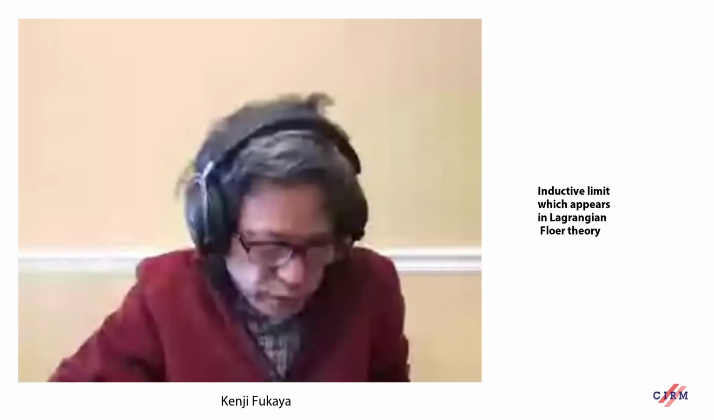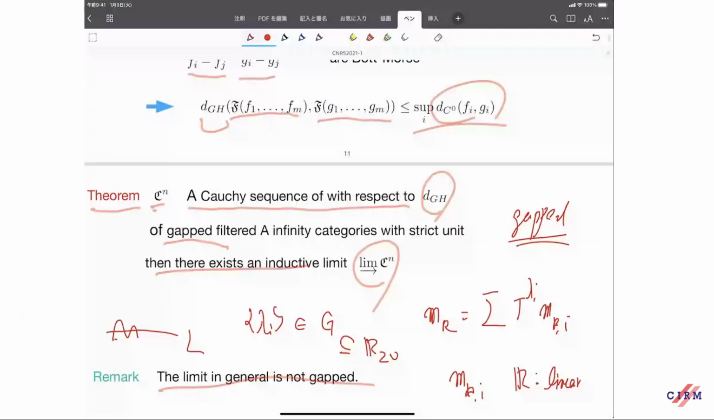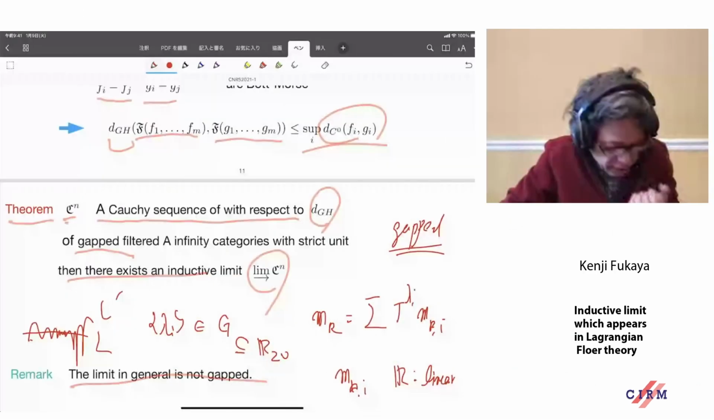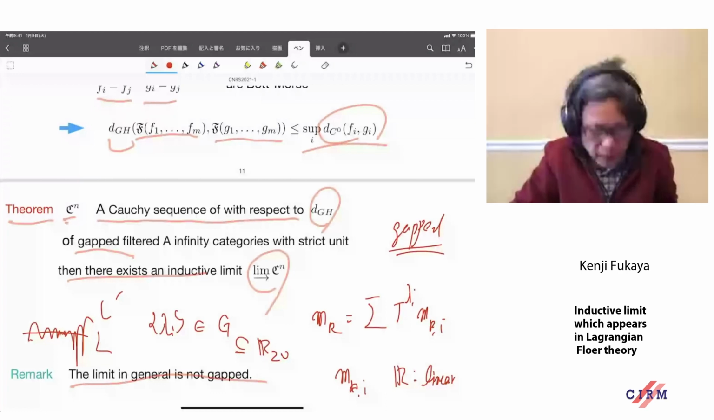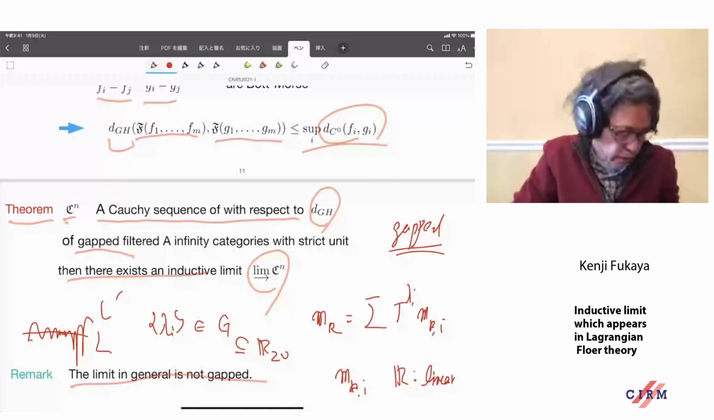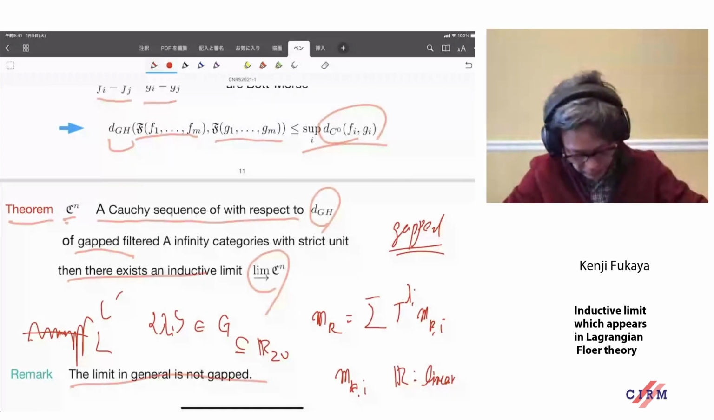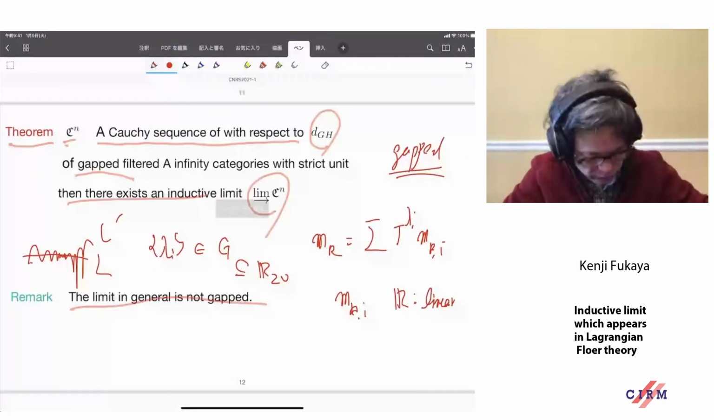But if you go to infinity, so you have just two Lagrangian submanifolds which intersect very wildly, and you cannot apply Gromov compactness in this kind of situation. The set of holomorphic disks is not discrete. So if you go to the limit, you cannot expect gappedness. But the situation is that you have a constant sequence of gapped infinity categories. Then the limit still exists, but it's not gapped. So this is a theorem. This is the first part of this explanation of the theorems.